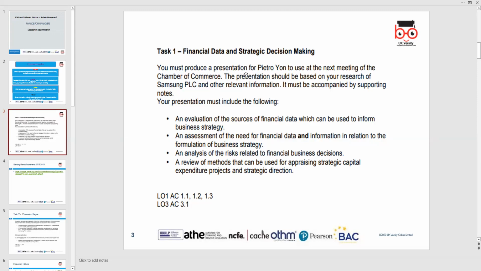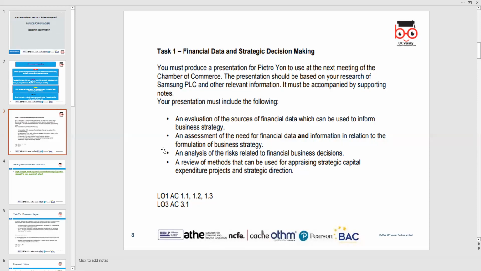You look at your presentation in terms of evaluating sources of financial data that can be used to inform business strategy. You should include some kind of financial data, risk related to financial data, and methods that can be used for appraising strategic capital expenditure projects and strategic decisions. What it wants you to do is prepare a presentation on sources of financial data to inform business, i.e. sources of finance.